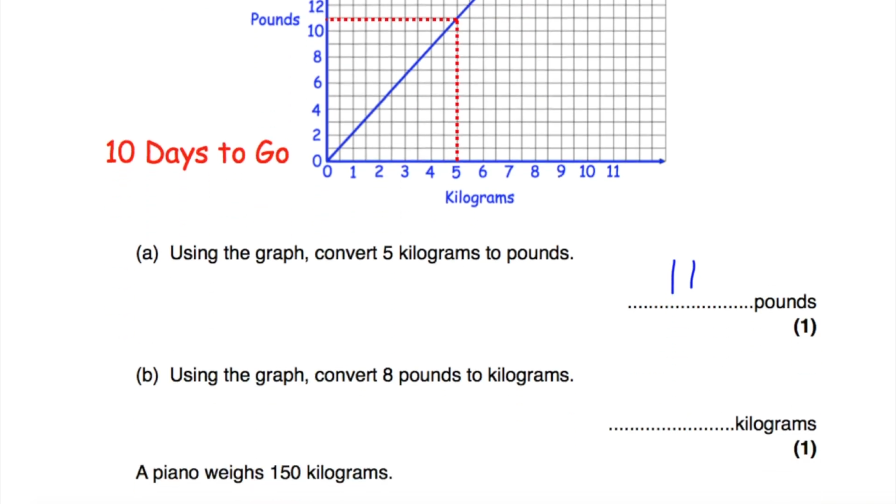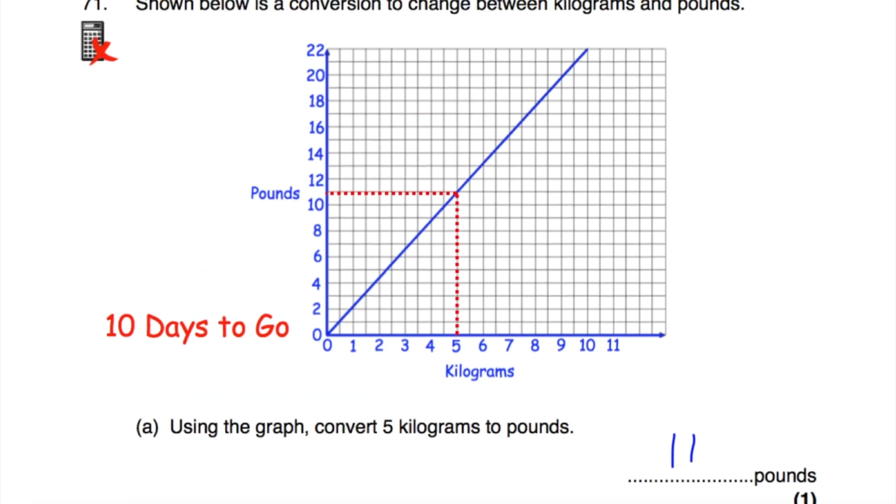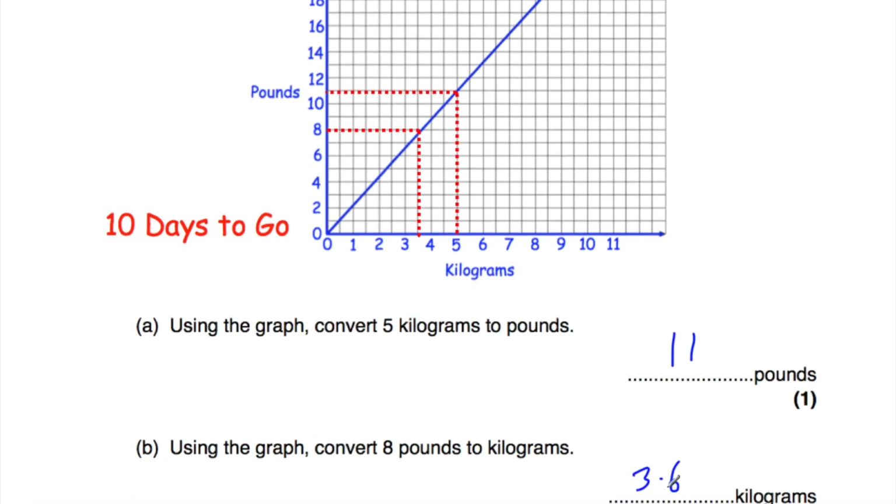Okay, part B. Part B says convert 8 pounds to kilograms. So we're going to go 8 pounds across and down. So let's do that. And as you can see, it's just slightly above 3.5. So I'm going to say 3.6 there, so 3.6 kilograms.